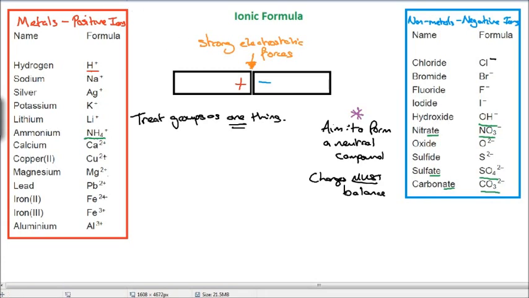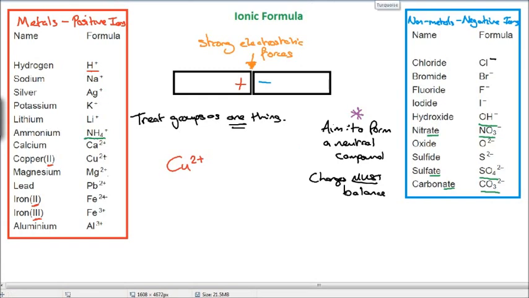Let's have a look at an example of ones involving groups. So again, I'm going to pick some random, I'm going to go for copper 2. That 2 there in Roman numerals tells me the charge in it. So for example, copper 2 is 2 plus, iron 2 is 2 plus, iron 3 is 3 plus. So it's worth bearing those in mind, okay? But I'm going to go with copper. So I've got copper 2 plus on that side.